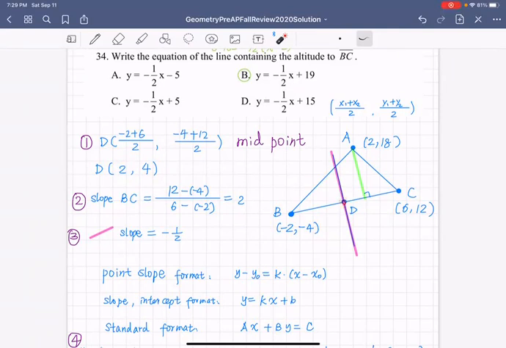Next one. Felix, are you okay with this midpoint calculation? Do you have any question?